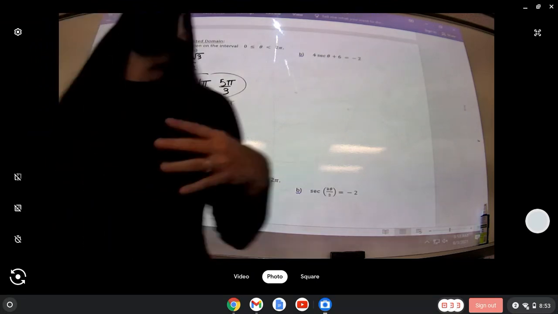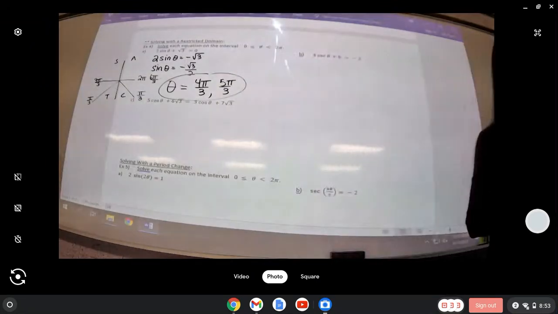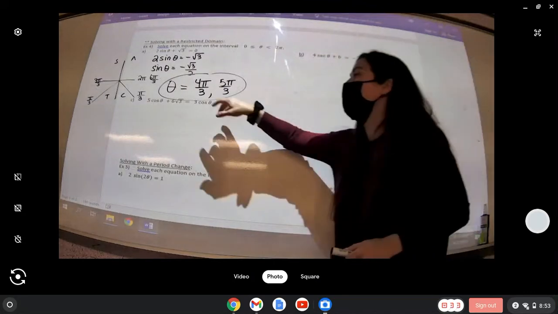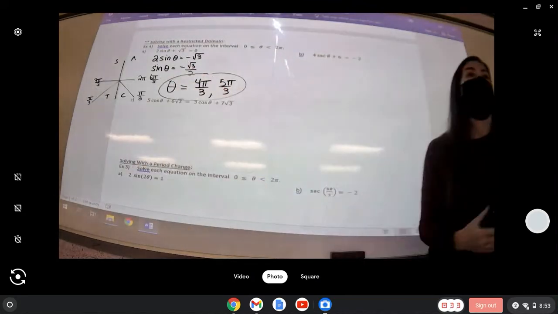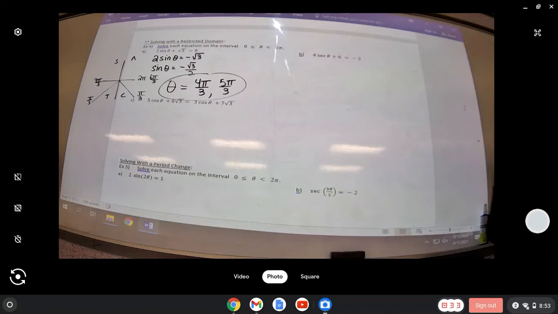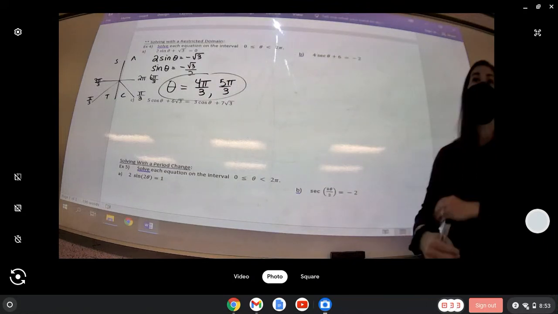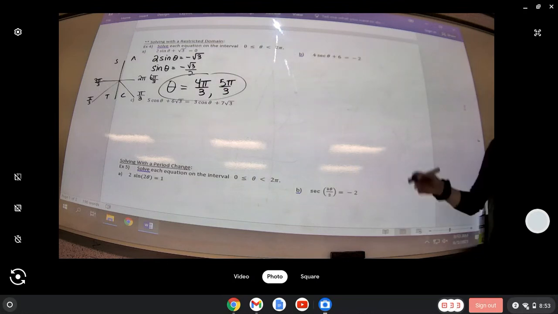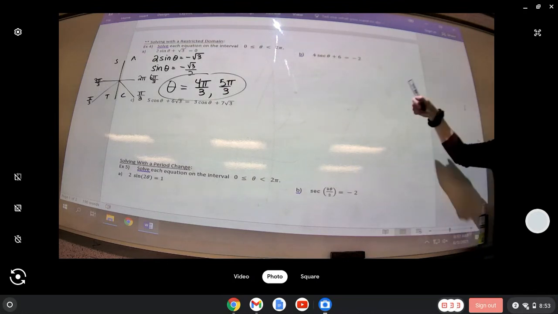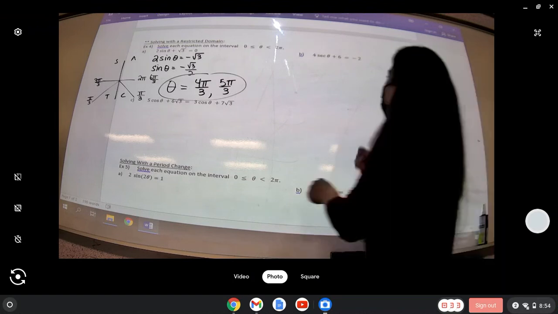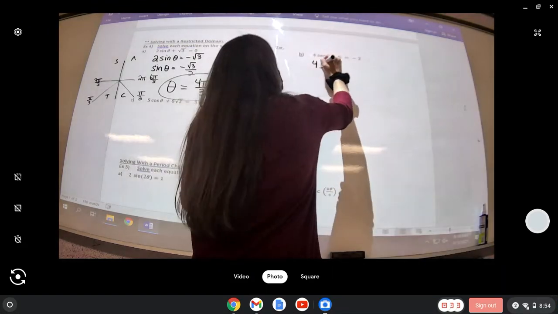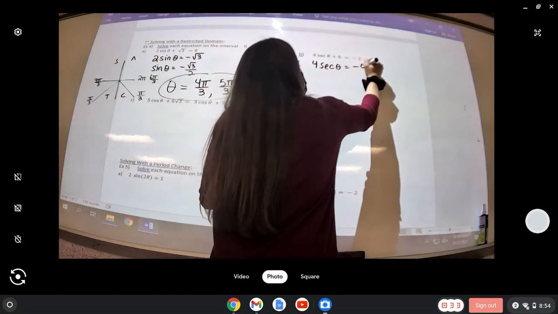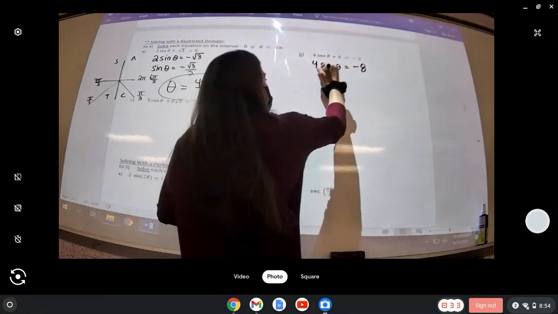So this all comes down to knowing your special ratios of your special triangles, and it also comes down to, can you work the all students take calculus? What quadrants is this ratio positive in? What quadrants is this ratio negative in? All right, let's look at this one. Same thing, if we're going to solve this for theta, then we have to get secant theta by itself. So it's minus 6 and divide by 4.